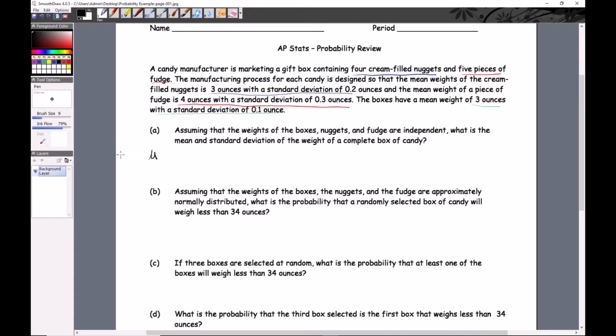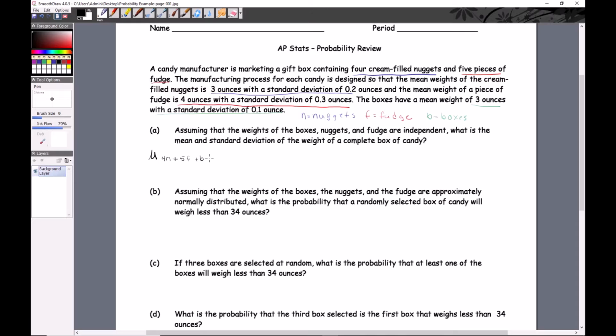Let's say it'll be the mean of, we'll call the cream-filled nuggets N for nuggets, and we'll call the pieces of fudge F, and we'll call boxes B. All right, so if we're looking at a combination of a single box with all of these 3 elements in it, it'll be mu of 4N, because there are 4 nuggets, and 5F for 5 pieces of fudge, and then plus 1 box.